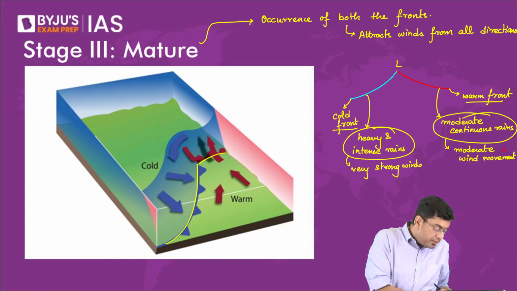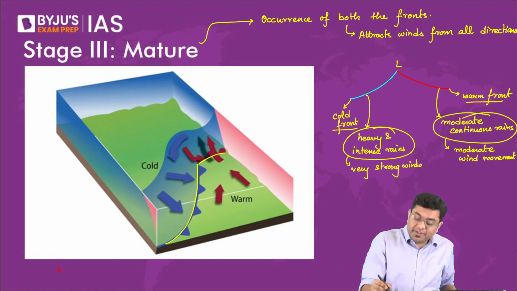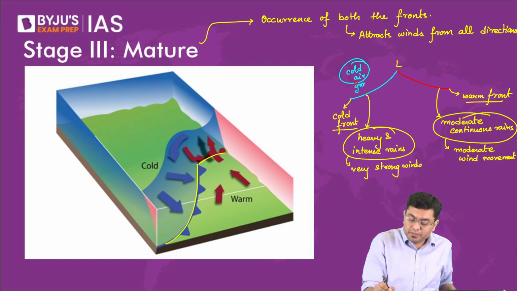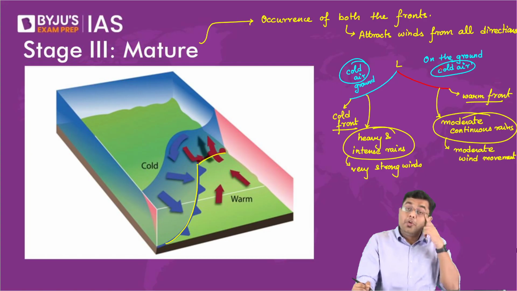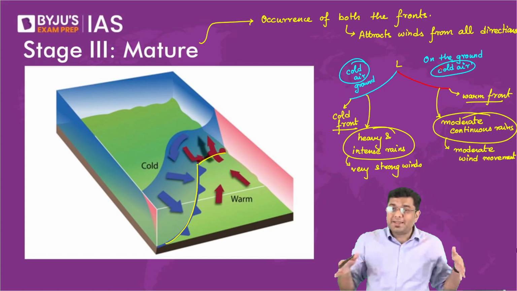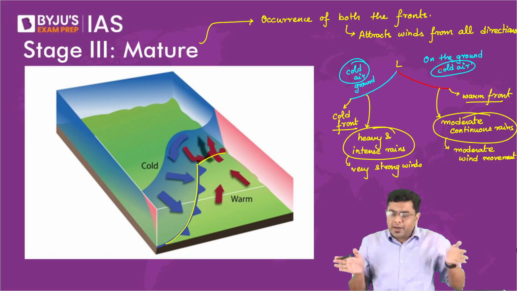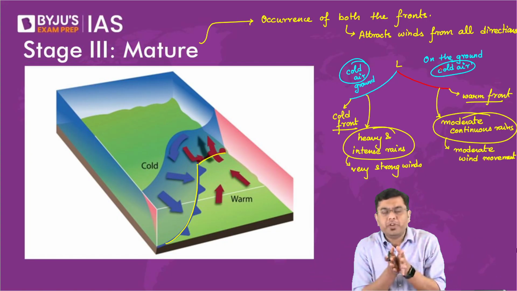But over the ground surface, can we say that on the ground surface you will have cold air here as well? On the ground. And here also on the ground, what do we have? Cold air itself. Okay. So the cold air slowly and steadily, be it a warm front or a cold front, the cold air will start to surround this region.